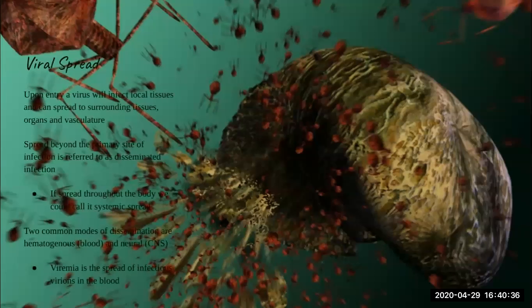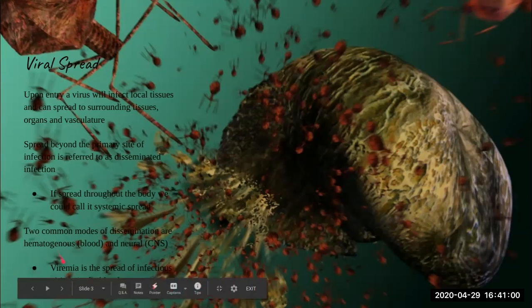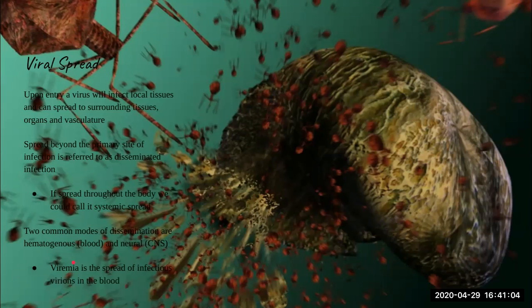So once a virus is into the host, it needs to spread beyond its primary site of infection. The primary site is where it first was able to infect, and we call any infection beyond that primary site a disseminated infection. If that disseminated infection winds up spreading throughout the majority of the body, we would call that a systemic infection. Specifically, you might hear this term, viremia. This is when virus is found in the blood, so you have infectious virus particles in the blood.